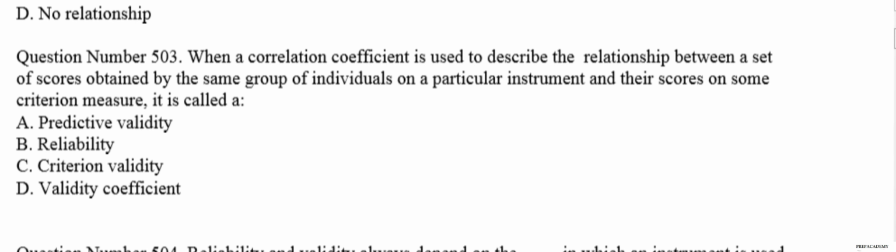Question number 503. When a correlation coefficient is used to describe the relationship between a set of scores obtained by the same group of individuals on a particular instrument and their scores on some criterion measure, it is called A, predictive validity. B, reliability. C, criterion validity. D, validity coefficient. The correct answer is option D, validity coefficient.